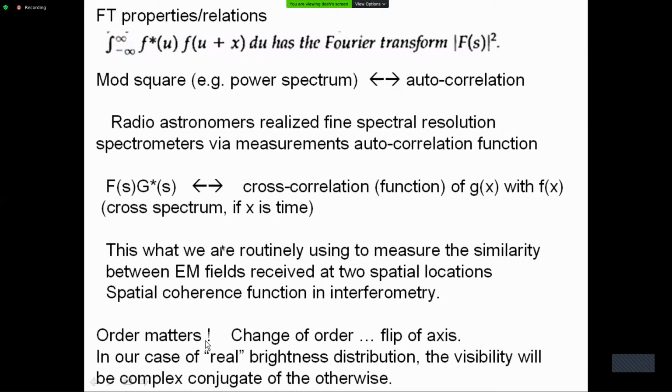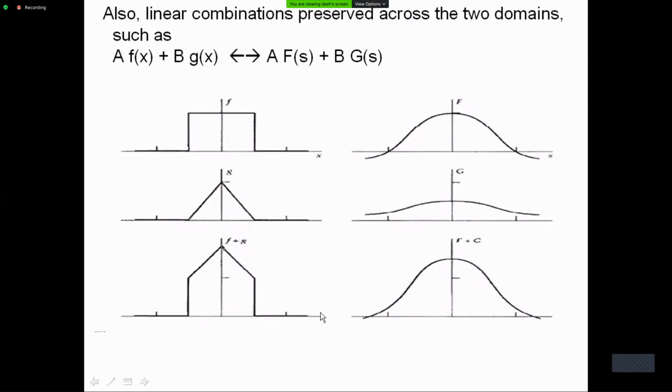So here, of course, order matters, and the change of order simply amounts to flip of the axis. In the case of our real brightness distribution, which I already referred to, the visibility will be the complex conjugate of the otherwise. All right.